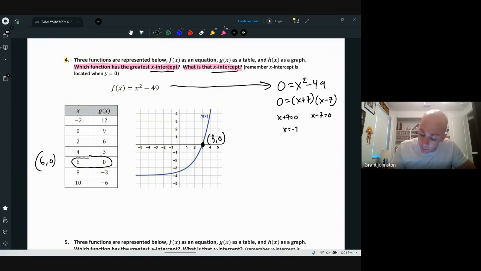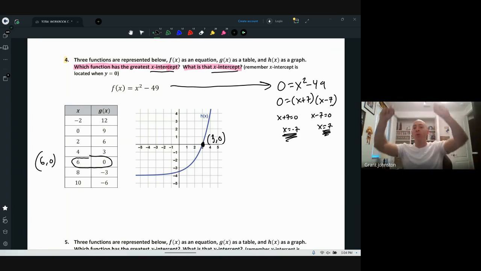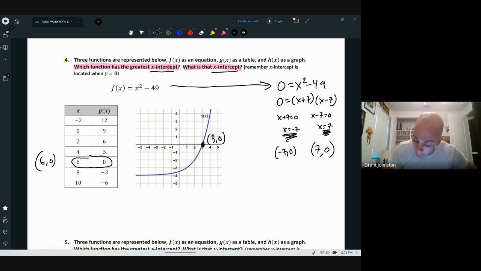Subtract 7 from both sides, so -7, and then +7. So this one's quadratic, x squared minus 49. It actually has 2 x-intercepts. Like imagine, look at my arms. It's like down here, and then it makes a U. It's going to make 2 x-intercepts, and those two x-intercepts would be at negative 7, 0 and positive 7, 0.